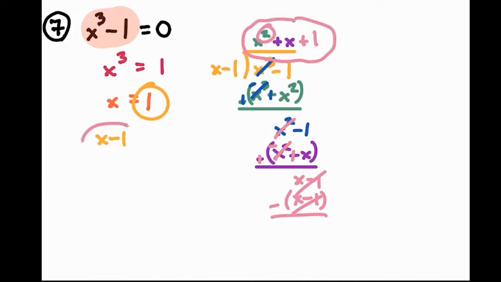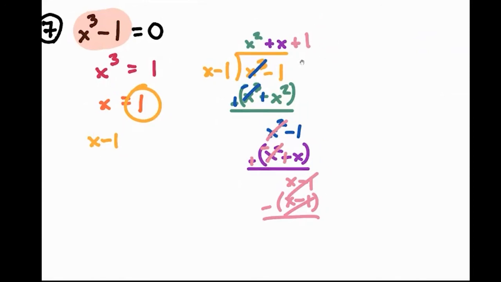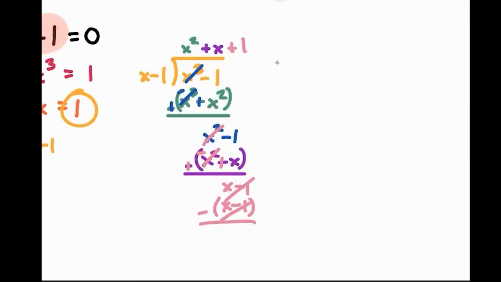So we have 1 factor of x minus 1 so far, and then we have these 2 right here. But what we need to do is actually figure out what those other 2 are. So I'm going to use quadratic formula on that x squared plus x plus 1 to figure out those other factors. So we're going to have x is equal to negative b, which is negative 1, plus or minus the square root of b squared, which is 1 minus 4ac, so 1 minus 4. And this is all divided by 2.